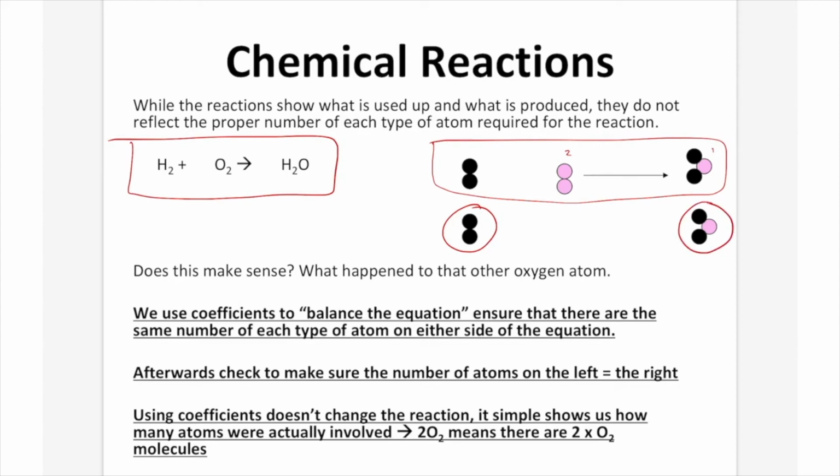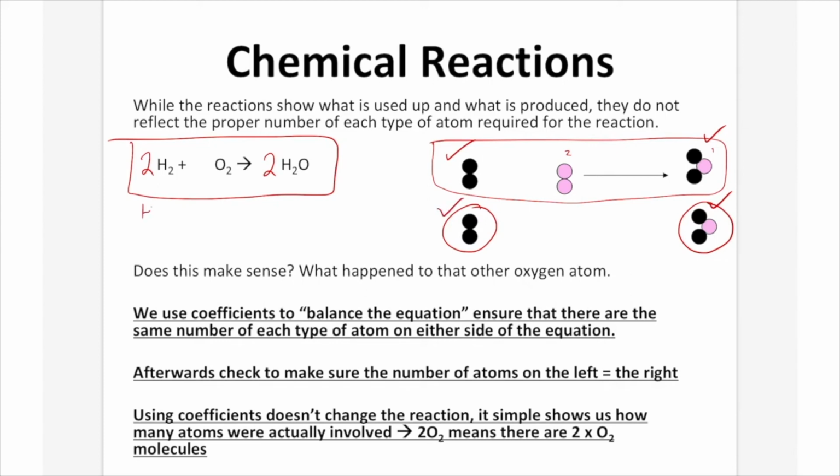Now what does this look like in our chemical equation? Well, we're going to add a 2 in front of the H2 and a 2 in front of the H2O. This 2 in front of the H2O represents that we have 2 H2Os on the product side, and this 2 beside the H2 represents that we have 2 H2 molecules on the reactant side. Then we need to check to make sure we've done everything right.